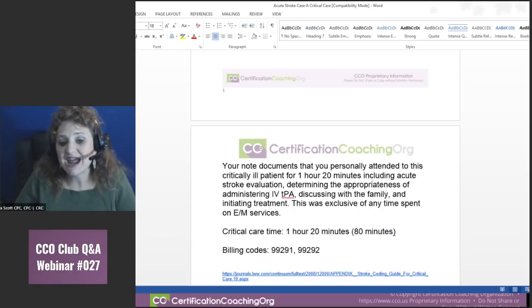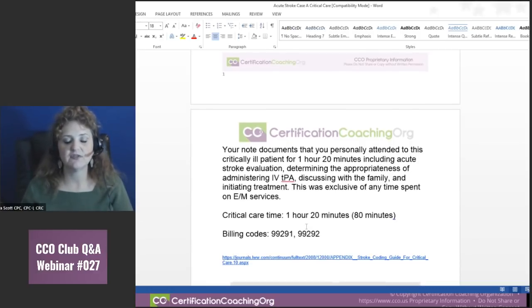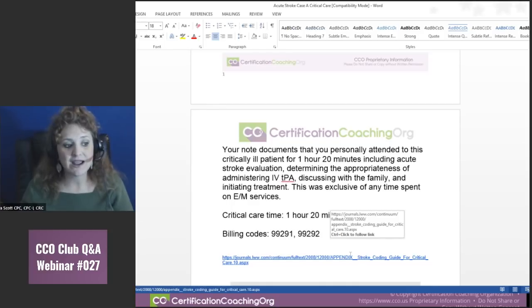So when you break that down into total minutes, that's 80 minutes because you got 60 plus 20. So you get to code 99291 for the first 75 minutes, and up to each additional 30 minutes, then 99292. Right? So now we've established that they are absolutely critical care. I did link where I got this from, that same stroke site, that journal. Excellent. Take the time to go out and look at it.